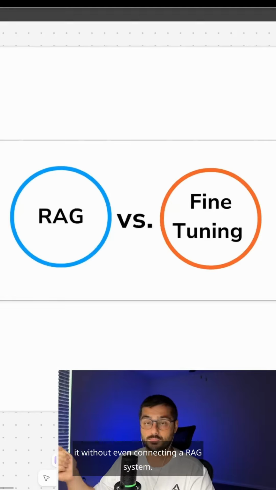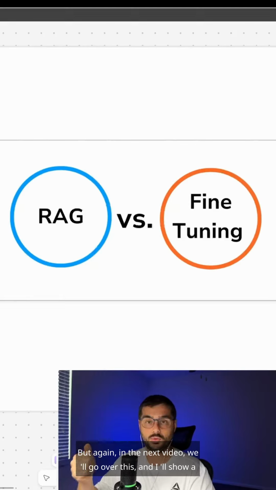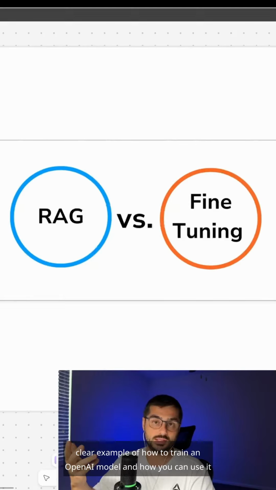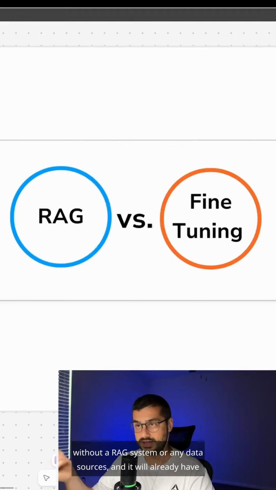But again, in the next video, we'll go over this, and I'll show a clear example of how to train an OpenAI model and how you can use it without a RAG system or any data sources, and it will already have that information.